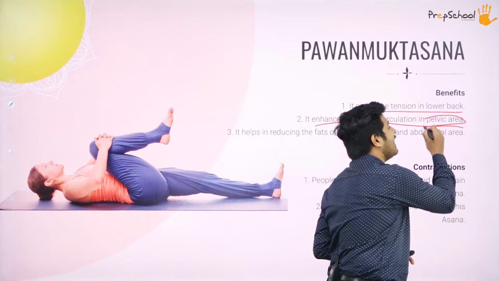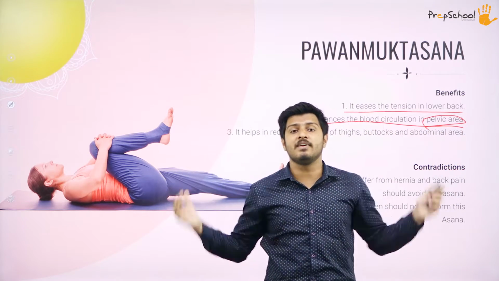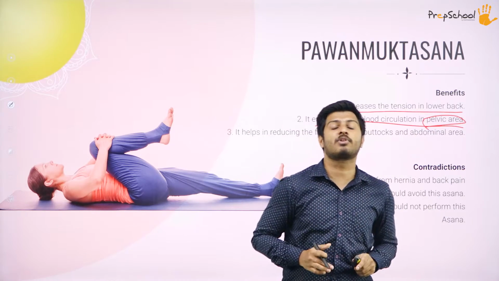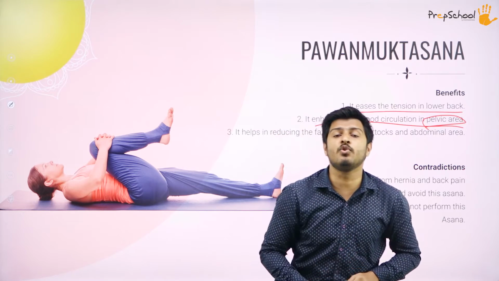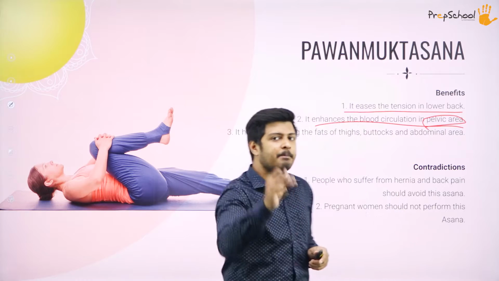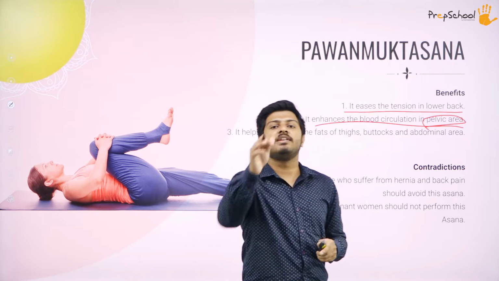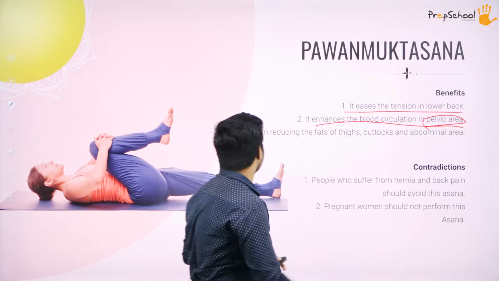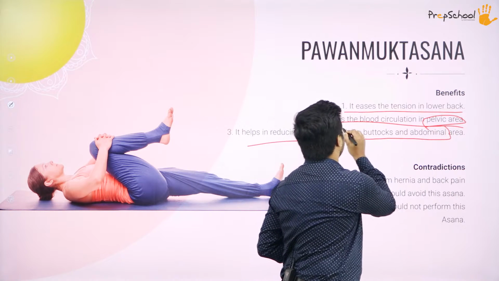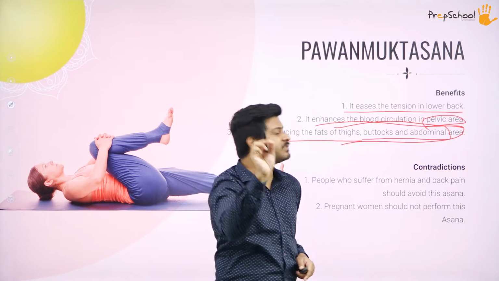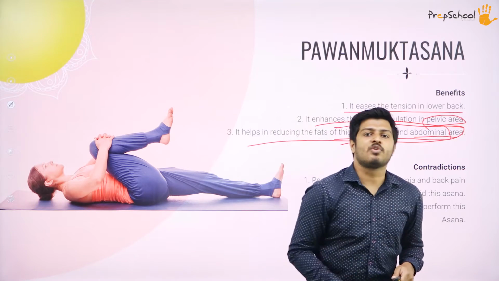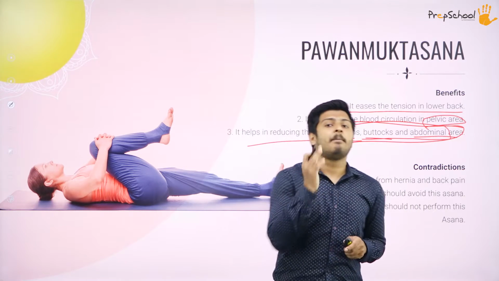Stress on pelvic area. Again, like I said, in the previous asanas you saw, they mentioned overall blood circulation. Now here in Pavan Muttasana, it particularly helps you with blood circulation near your pelvic area. Keep that in mind. Moving on to the next benefit, it helps in reducing the fats of thighs, buttocks and abdominal area. Again, please make a note of that. You have thighs, buttocks and abdominal area. Fat build up in those areas will be burnt if you practice Pavan Muttasana.